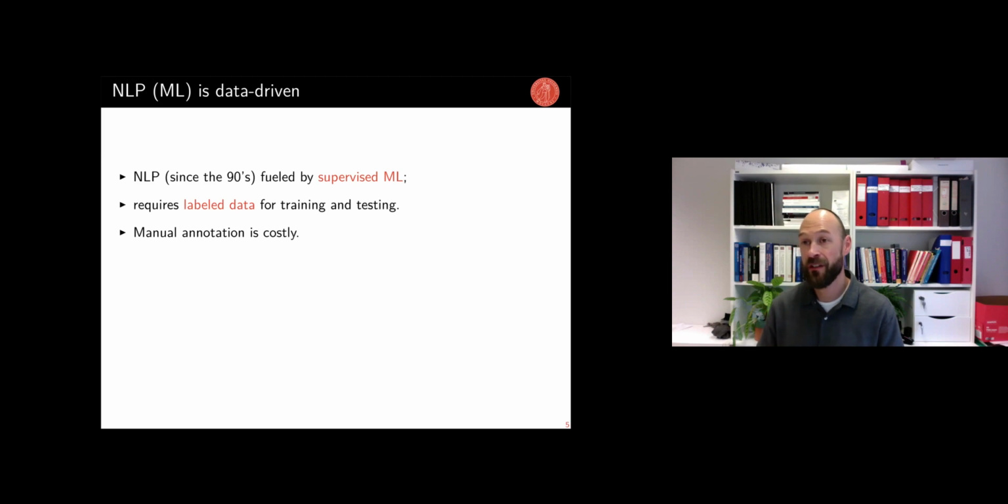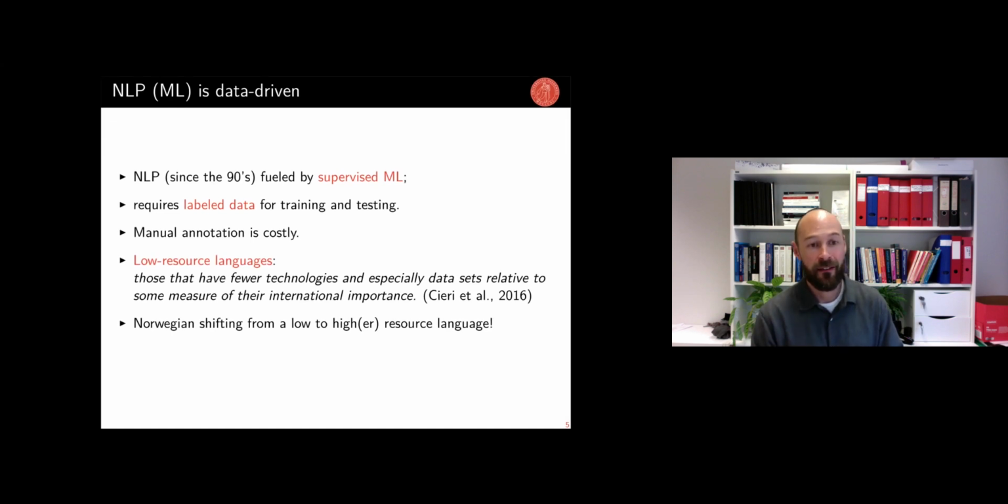And manual annotation is very costly, both in terms of the man hours it takes to carry it out, the funding you need to pay those humans to do the annotations, and also the time that it takes. So creating the labeled data that we need to learn a given task is a bit of a bottleneck. And in NLP, we sometimes talk of this notion of low resource languages.